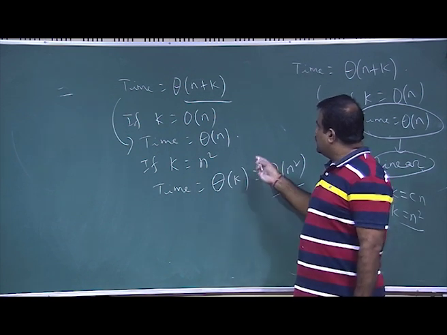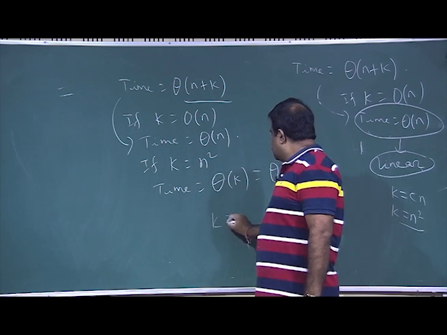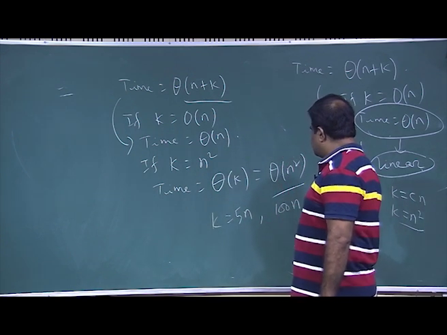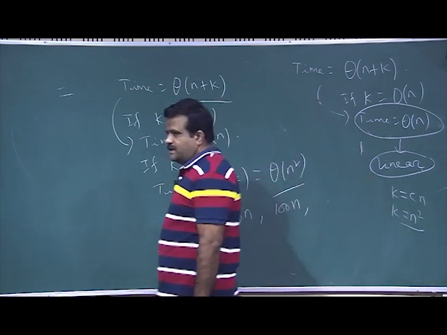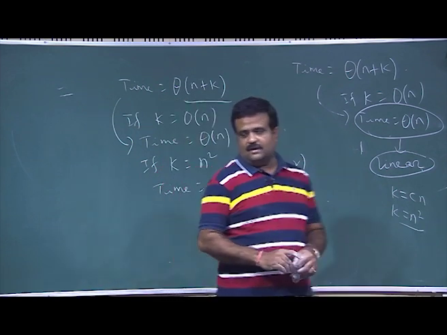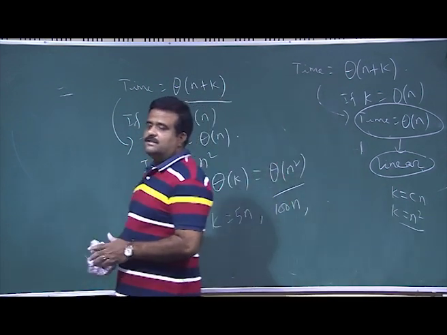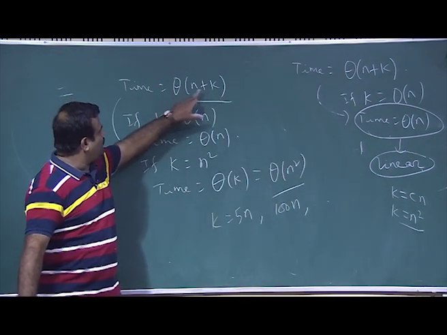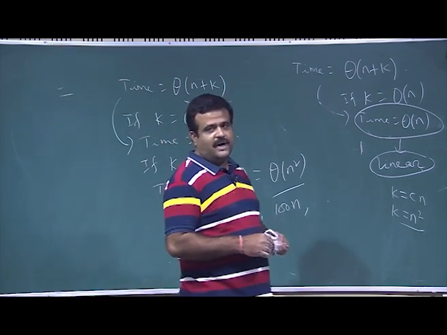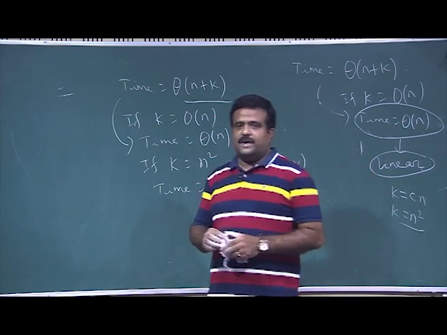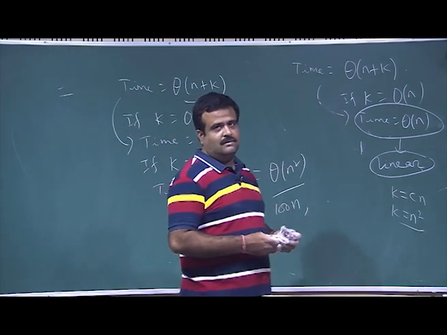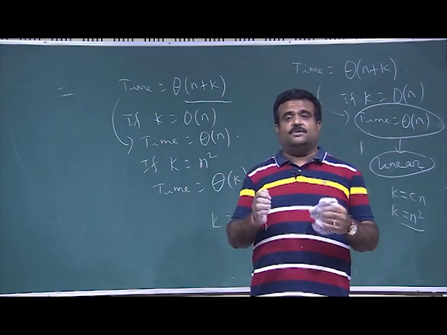Like k is say 5n, 100n, some constant times n, then we can have this sorting algorithm be linear. Otherwise, depending on the value of k, it will be either order of k or order of n. So, next class we will talk about radix sort and bucket sort, those two are also linear time sorting algorithms.